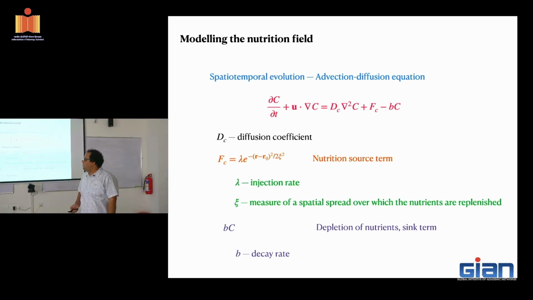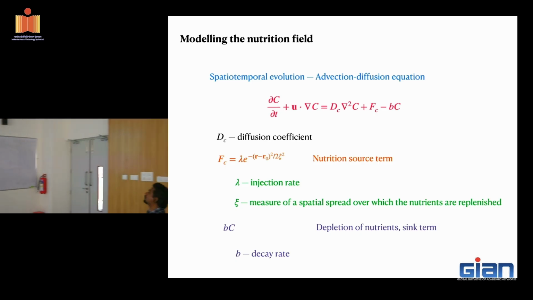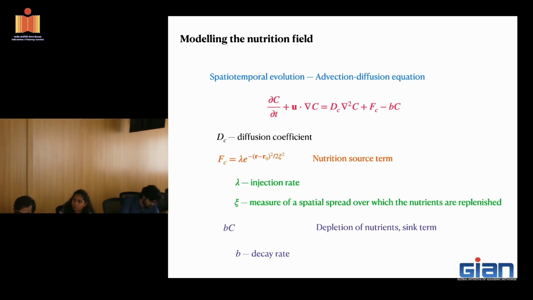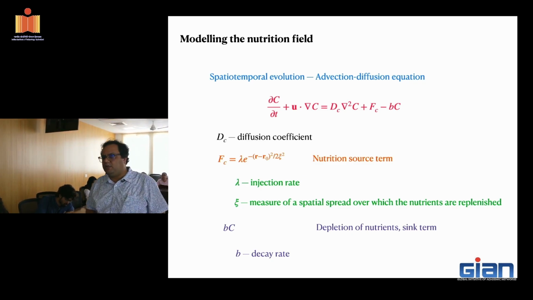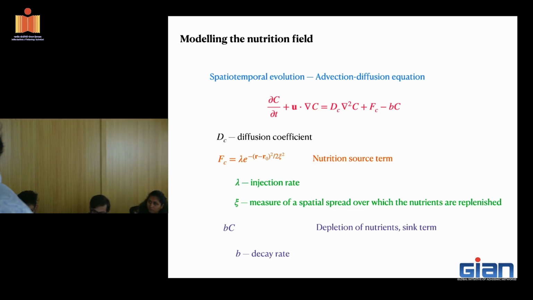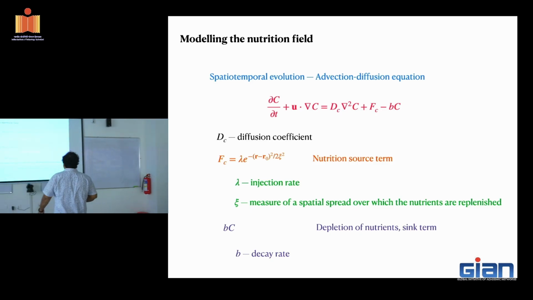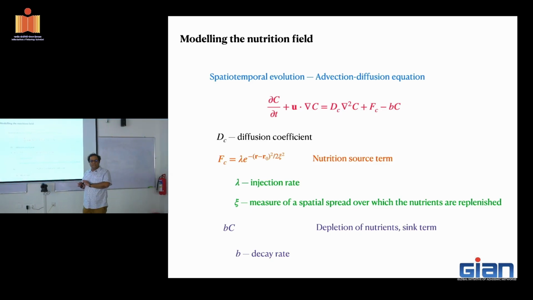Okay. So the spatiotemporal evolution of the concentration field would be governed by the advection diffusion equation, which is nothing but ∂C/∂t plus u dot grad C, if you want to say it that way. Then there would be a diffusive part, right? And then I have added two more terms to this equation.